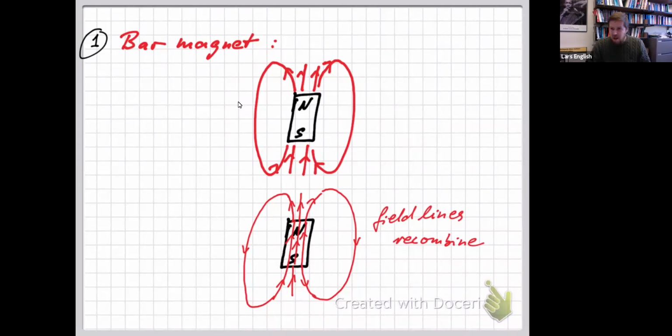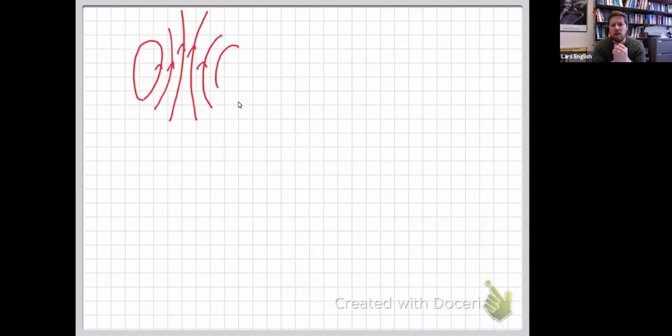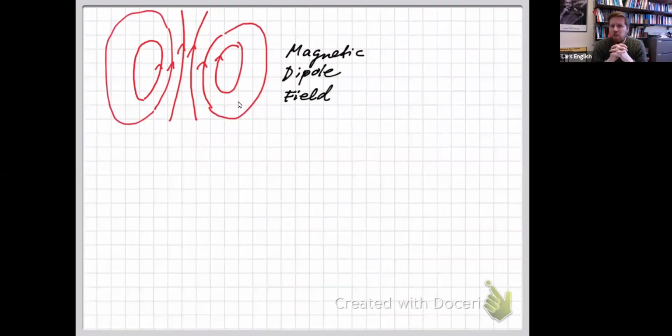And that's, of course, Gauss's law for magnetism, that there are no monopoles. There are no monopoles. In other words, the field lines all reconnect. There are no sources or sinks for magnetism. So here it is again, the magnetic field produced by a tiny little bar magnet. We can call it the magnetic dipole field. So a tiny bar magnet would produce such a field.